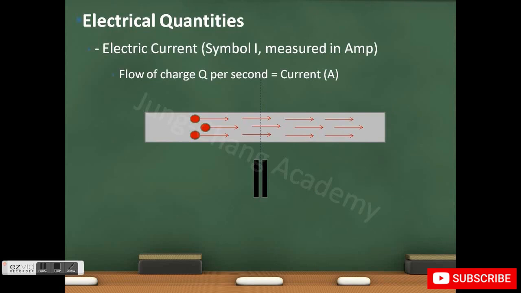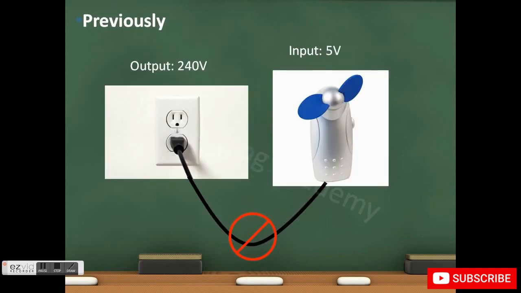The electric current I is defined as the flow of charge per second and is measured in amps. For instance, if you have a flow of 1 coulomb per second, that means you have a 1 amp current. Again, you can think of this as the speed at which the water flows in the water pump example. So if we go back to our previous example, when we connect the 240 volt supply to a 5 volt electric fan, we basically pump too much electricity into the device in a short period of time and cause it to overheat.